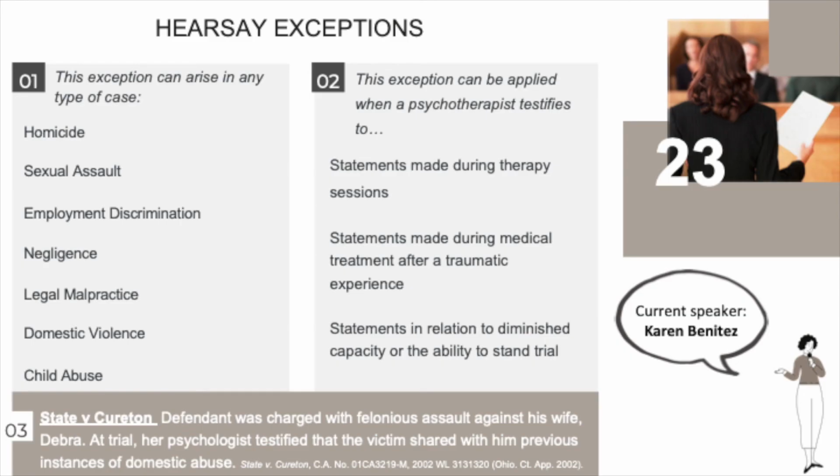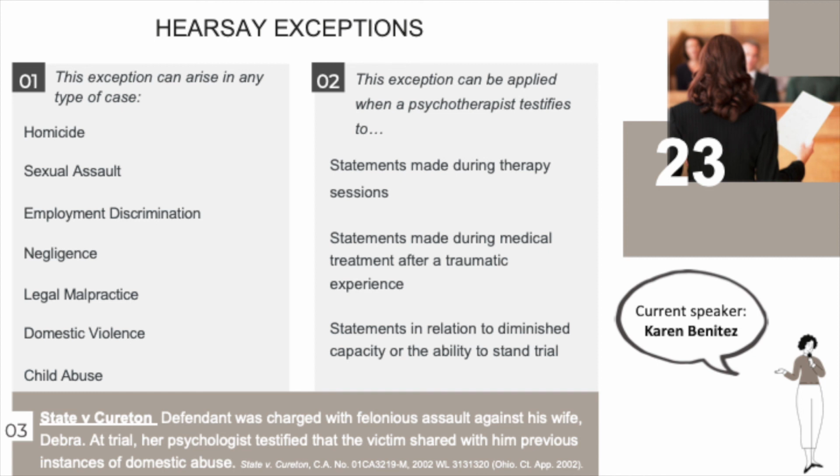There are three scenarios in which these types of statements would be admitted at trial. The first is a typical case in which the psychotherapist testifies to statements made by the patient during a therapy session, and then that testimony is admitted to prove the truth of the matter asserted. The second is a statement made during medical treatment after a traumatic experience, such as a sexual assault. The third is a statement from which a psychotherapist examines a defendant for trial-related diagnosis, such as diminished capacity or the ability to stand trial, which are usually more rare.